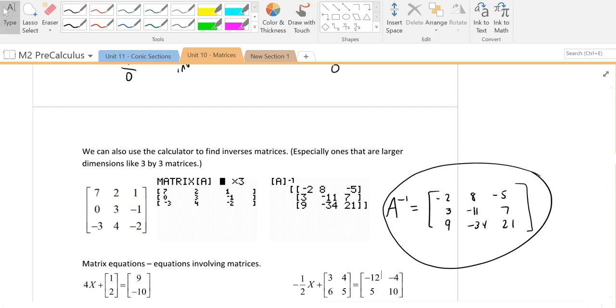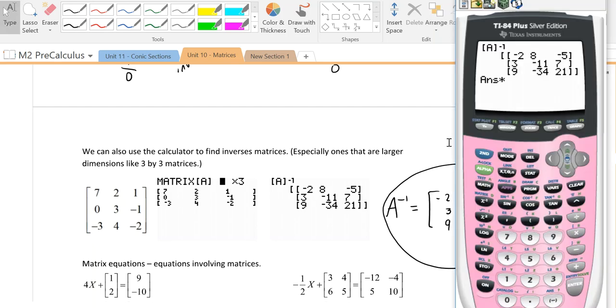And just to confirm, if I take that matrix and I multiply by A, it comes out as the identity. There's one slight little rounding error here with that 1/2 times 10 to the -12, but that's just a rounding error on the calculator.